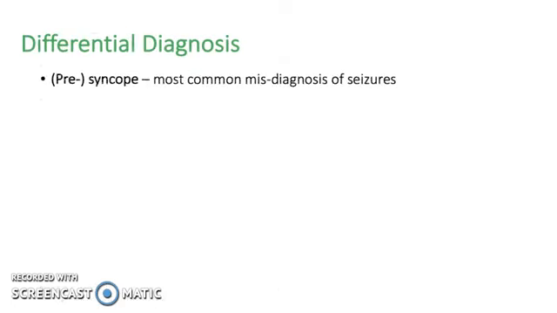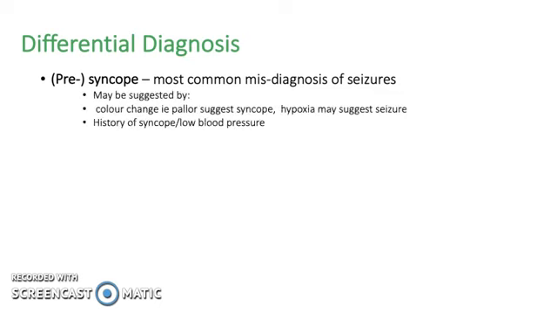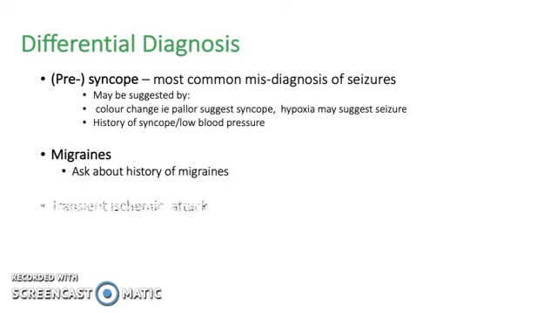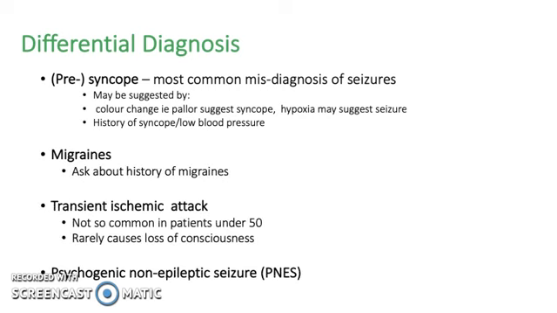The most common condition misdiagnosed as epilepsy is syncope, in which there is a temporary loss of consciousness as a result of reduced blood flow to the brain. This may be suggested by features such as pallor or a medical history of hypertension. Other differentials to consider include migraines, transient ischemic attacks, and psychogenic non-epileptic seizures.